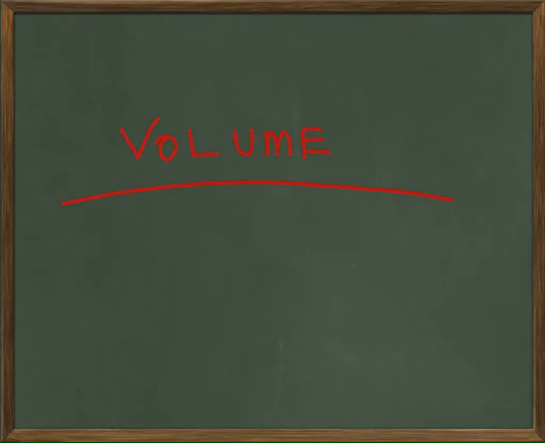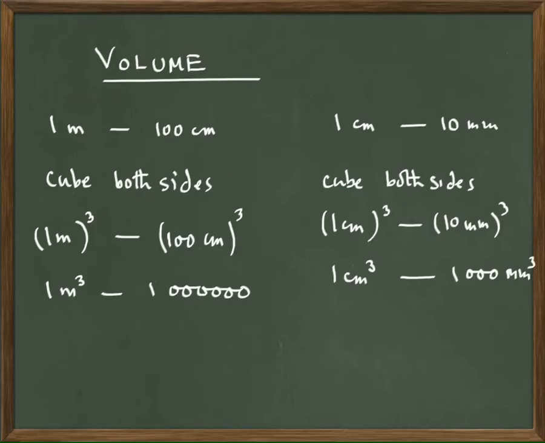Let's move to volume. The same concept would be applicable. When we were squaring both sides for areas, what should we do for volume? We should cube both sides. So therefore, when we cube both sides, 1 meter cube is 1 with 1, 2, 3, 4, 5, 6 zeros.